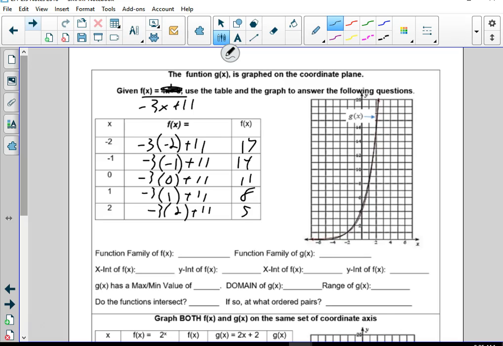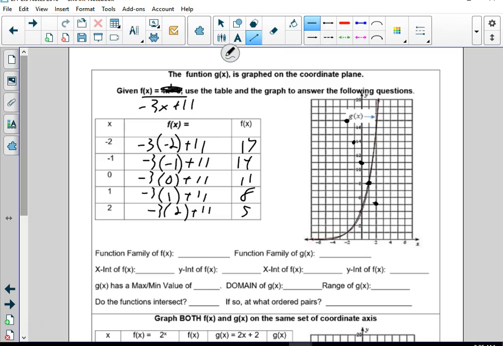Now we're going to graph those. So negative 2, 17. So here's negative 2. 17 is right here. Kind of got a box over it, but that's 17. Negative 1, 14. So here's negative 1. Here's 14. 0, 11. So right on 0. This is 11 right here. 1, 8. So here's 1. Here's 8. Ooh, looks like we got a point of intersection, people. And then 2, 5 is right here.